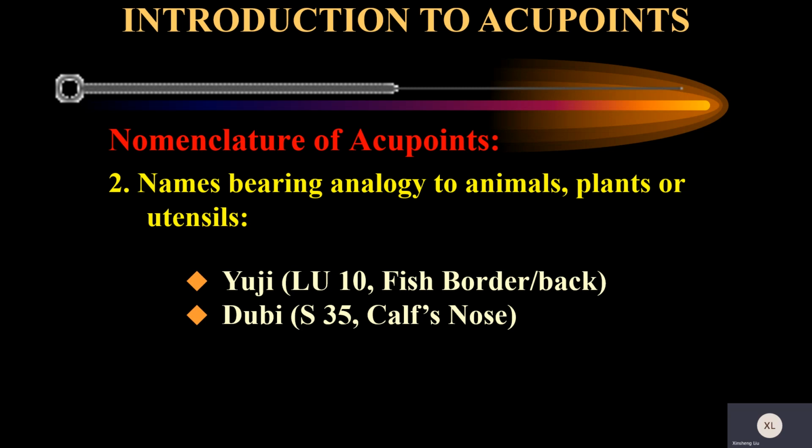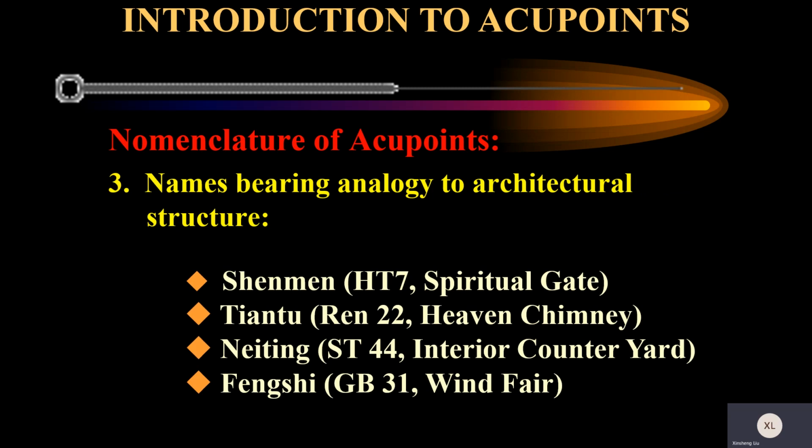Number two, names bearing analogy to animals, plants, and utensils. Number one, Yuji, an animal, fish body or back. Yuji, long tail, fish body. Dubi, stomach 35, calf's nose, like the small calf's nose, really vivid.